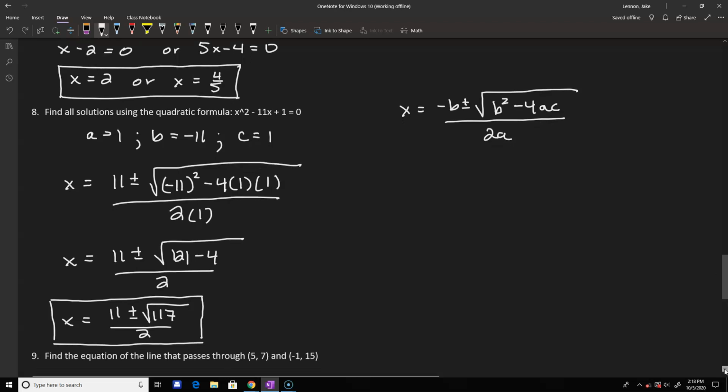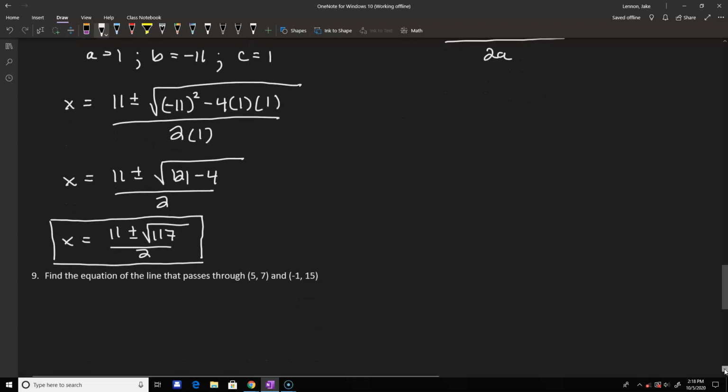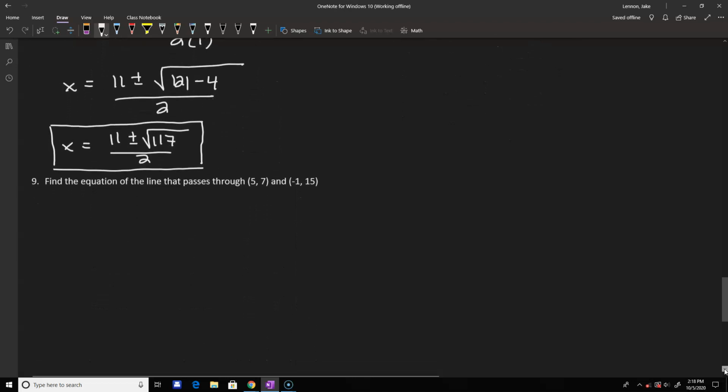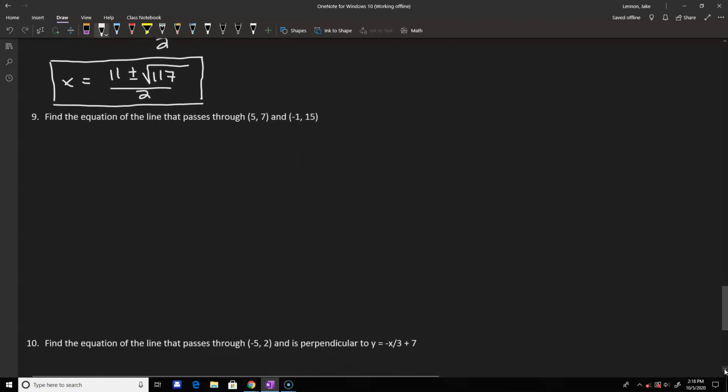Okay, the last two problems are linear equation problems. So find the equation of the line that passes through (5, 7) and (-1, 15). So we start with the slope. m is going to be 15 minus 7 divided by negative 1 minus 5, which comes out to 8 over negative 6, which simplifies to negative 4/3. Remember that this is just y2 minus y1 over x2 minus x1 to find the slope.